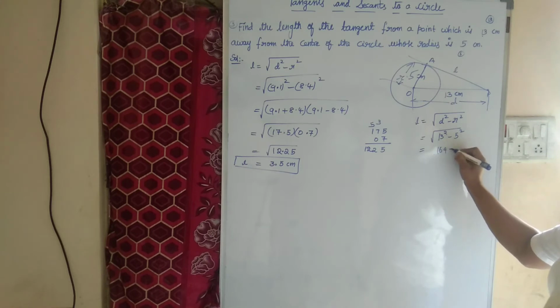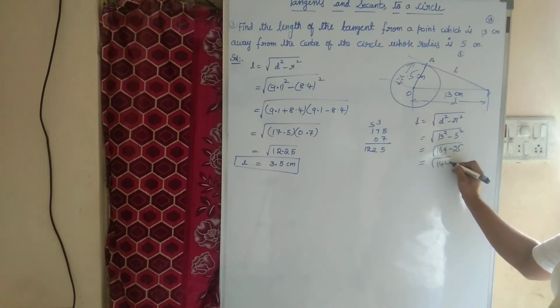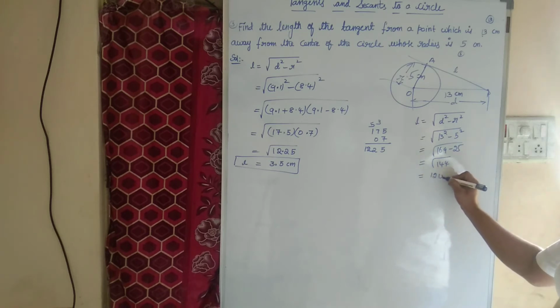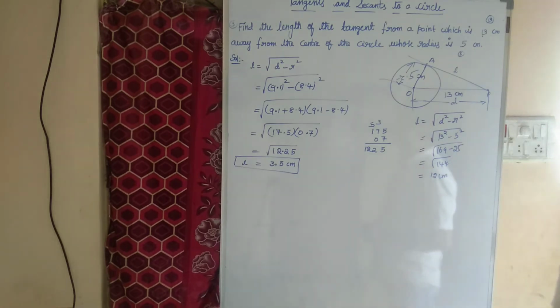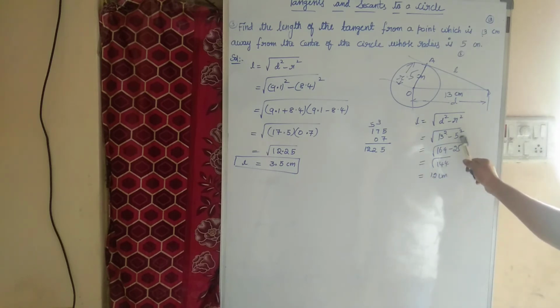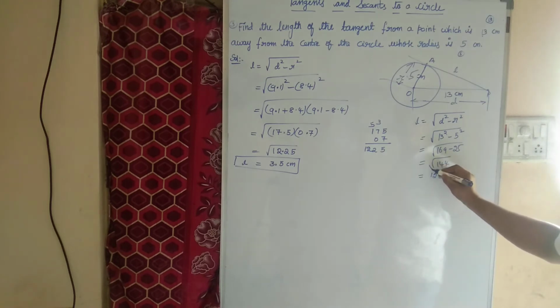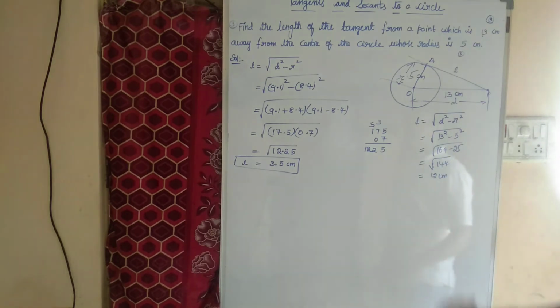13 square is 169, 5 square is 25. 169 minus 25, which is equal to 144. 144 means 12 centimeter. Children, this is a familiar question only. So square root of 144 is 12 centimeter. So what is the length of the tangent in this case? Length of the tangent equal to 12 centimeter.